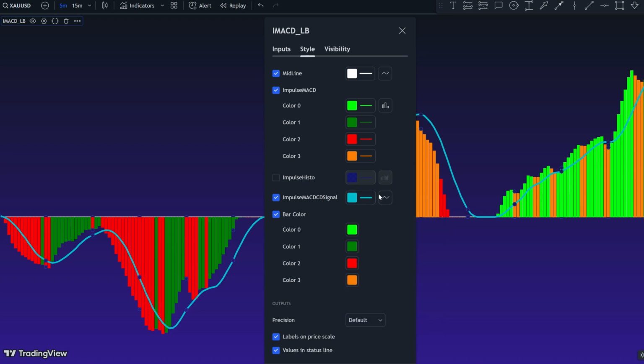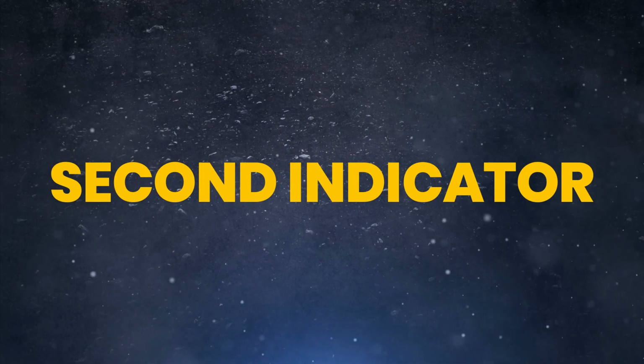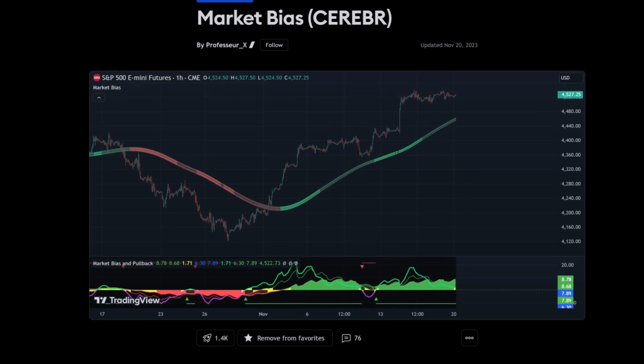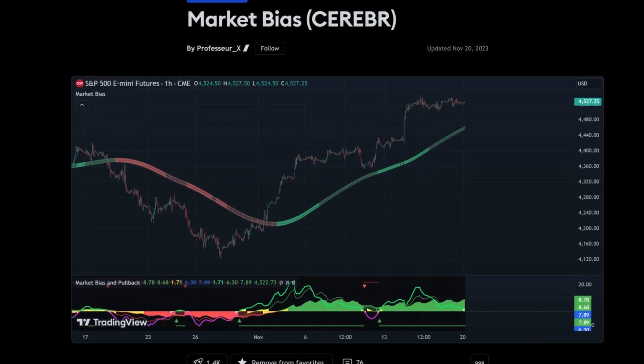And there you have it. You're all set and ready to rock. Now we've got a dynamic duo of indicators to work with here. But before we get into how the Impulse MACD does its magic, let's bring in another star of the show, the market bias indicator. It's like a trusty sidekick helping us get a feel for the market.